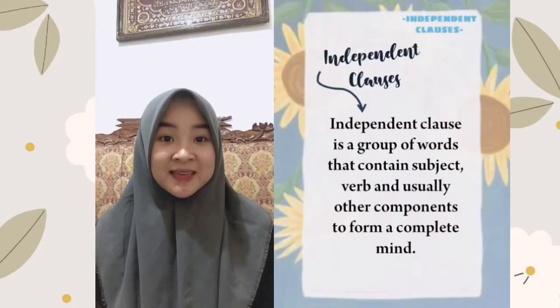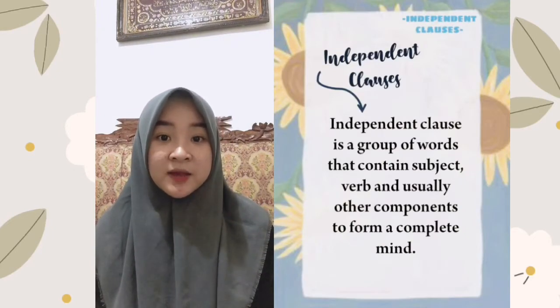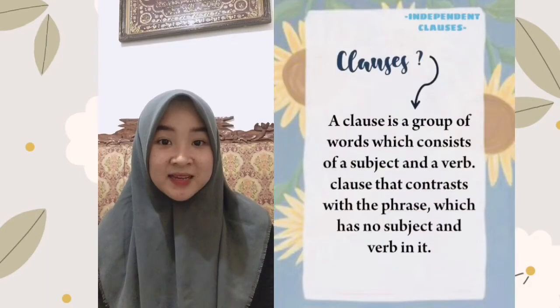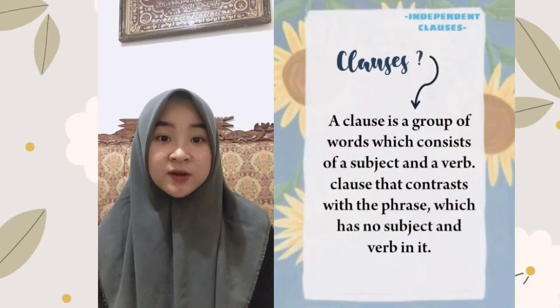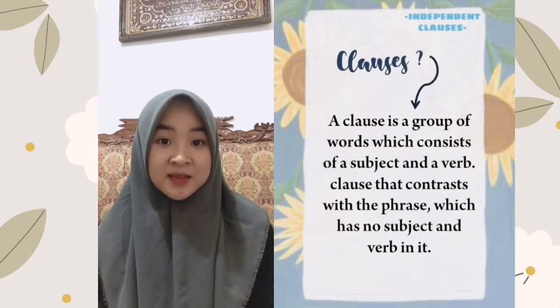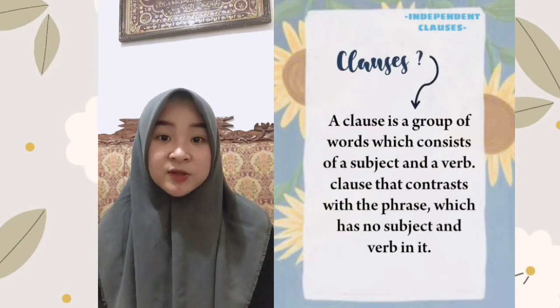Independent clause. What is the independent clause? Independent clause is a group of words that contain subject, verb, and usually other components to form a complete meaning. And what is the clause? A clause is a group of words which consists of a subject and a verb. Clause contrasts with the phrase, which has no subject and verb in it. A sentence consists of one or more clauses. However, a simple sentence consists of one clause.